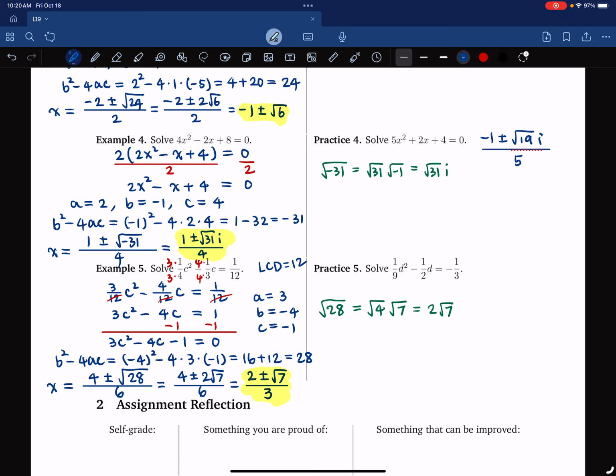And again, there are 2 of them. We have 2 irrational solutions. All right, let's use practice 5 as a practice. I'm going to write down the final solution.